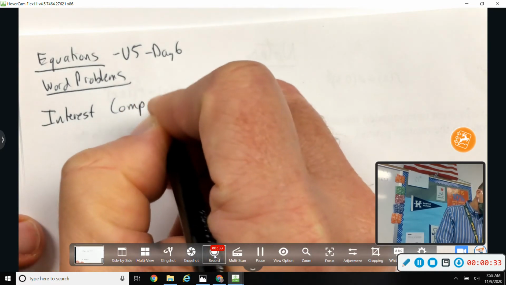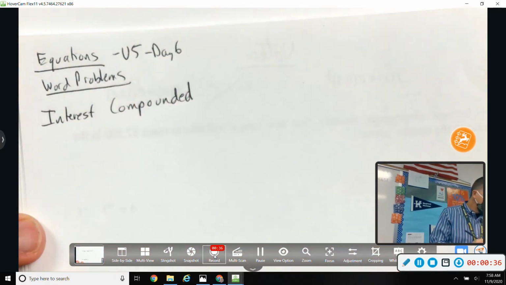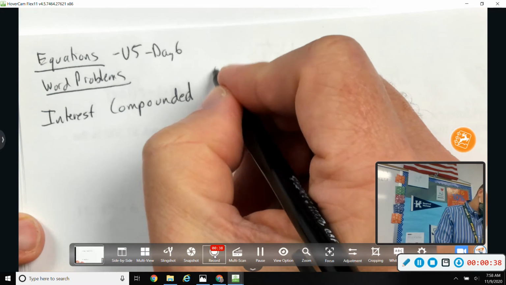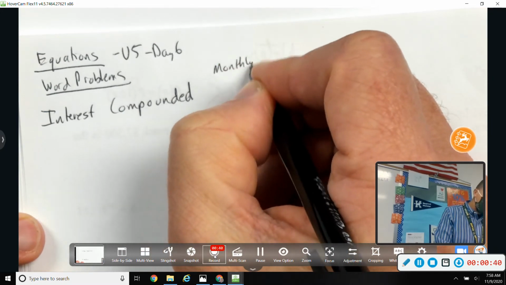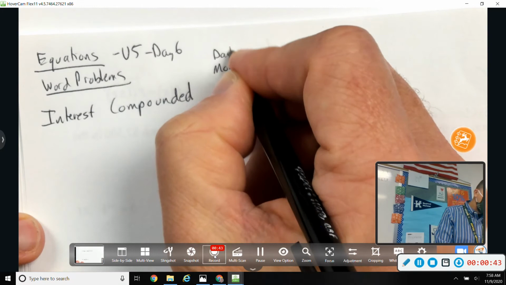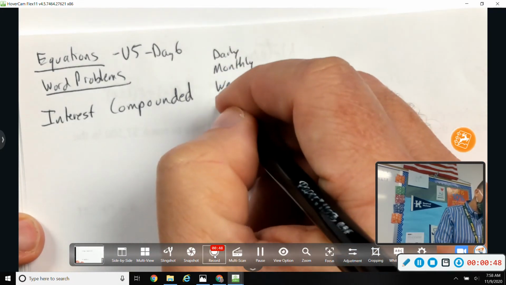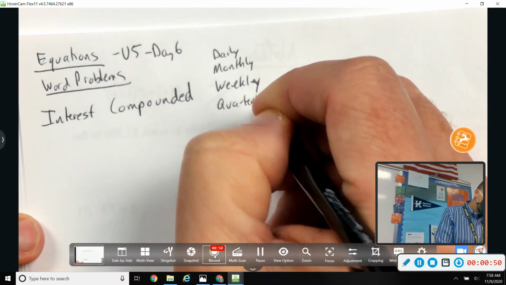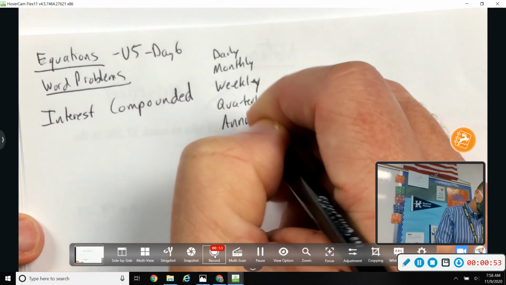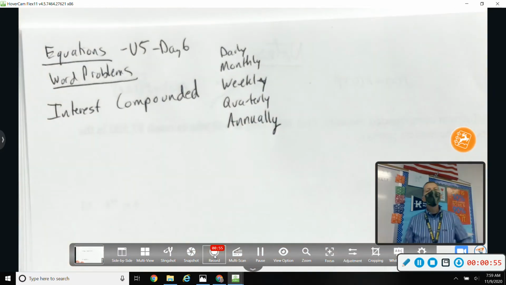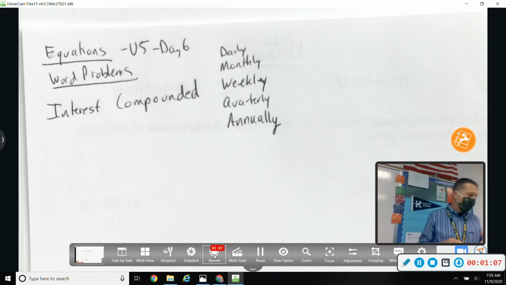So the first one is interest compounded either monthly or daily or weekly or quarterly or annually. We're going to come back and go ahead and write them all down because we're going to go back in a little bit and put something next to those. And if you remember, that's as opposed to compounded continuously, but that's the next equation.